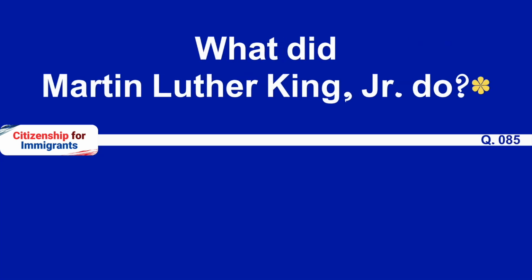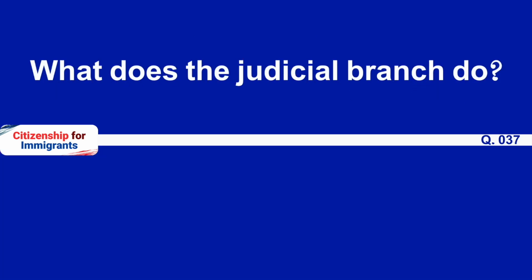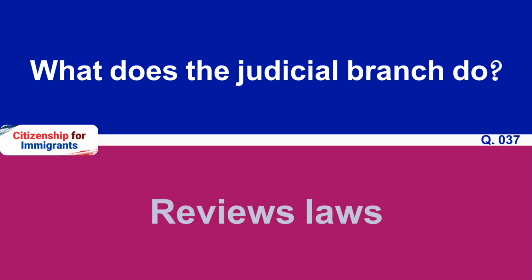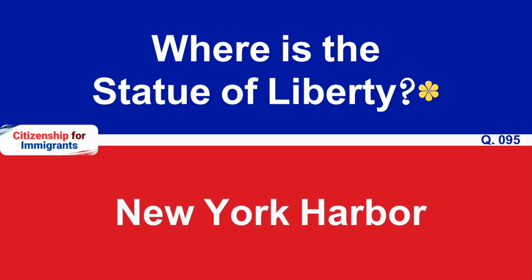What did Martin Luther King Jr. do? Fought for civil rights. What does the judicial branch do? Reviews laws. Where is the Statue of Liberty? New York Harbor.